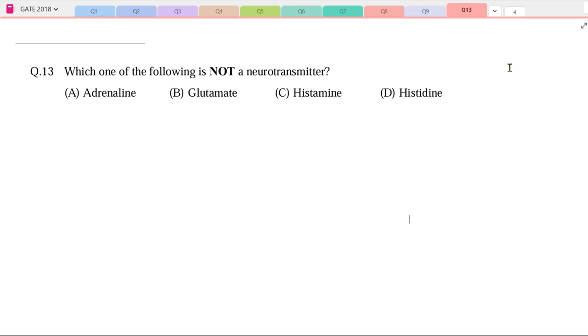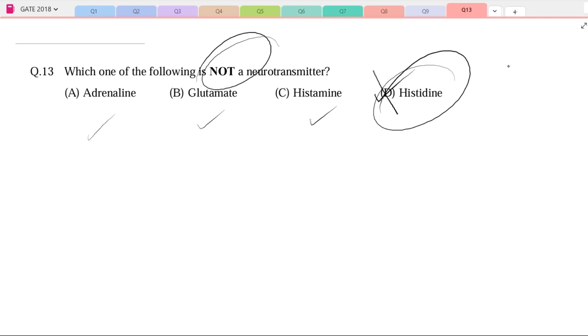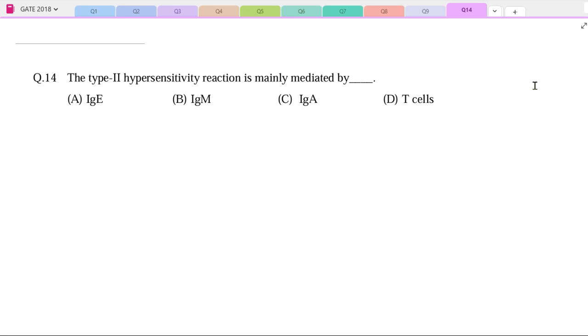Which one of the following is not a neurotransmitter? So this can be a pretty tricky question if you don't know which type of molecules does what. So adrenaline here is definitely a neurotransmitter. Glutamate, yes, many people get confused, but glutamate is mostly involved in excitatory signals. Histamine is also a neurotransmitter, however histidine is not a neurotransmitter. So the correct answer here is histidine, because the question asked which is not a neurotransmitter, and that's pretty simple. Moving on to the next question.